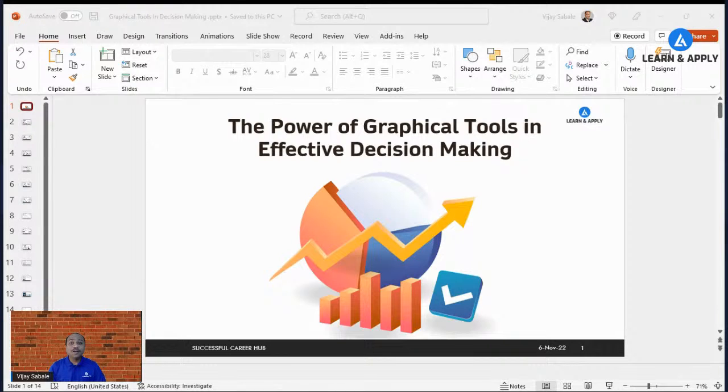Today, we are going to learn one of the most important topics, which is regarding the graphical tools. We are going to understand the power of graphical tools when we are taking decisions, or in other words, the most effective decisions.